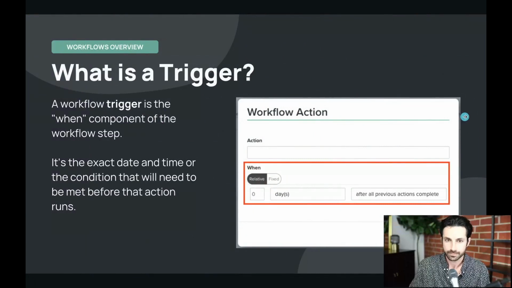All right. What is a trigger? So this is the other half of what comprises one workflow step. And we're going to be talking mostly about triggers today. So we're going to dive a little bit deeper here. The workflow trigger is the when component of the workflow step. So just that bottom piece when you first pull up a workflow action modal. And it's going to be either the exact date and time or the condition that will need to be met before an action runs. And that's going to determine your flow essentially.